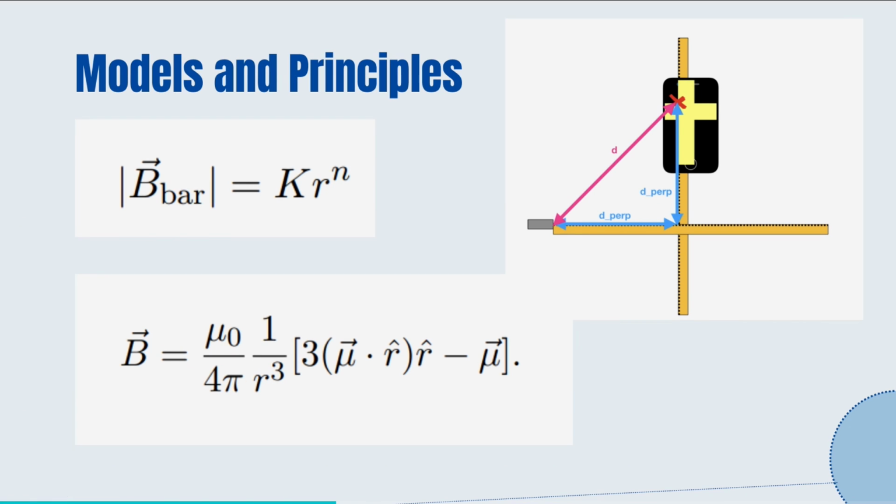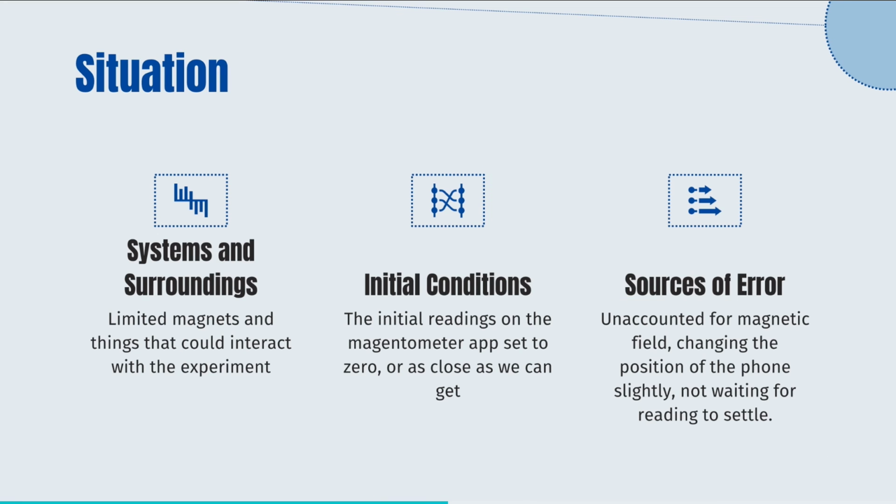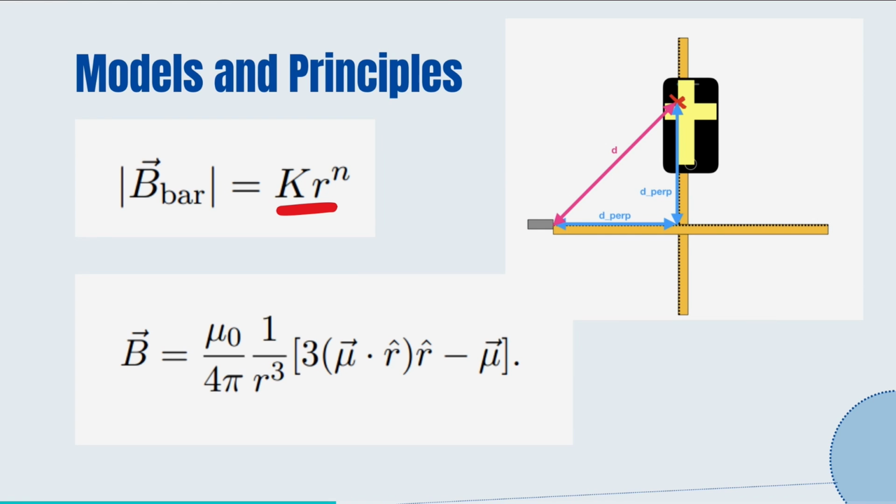And let's talk about some models and principles used in this lab. So our first one was that B of the bar is equal to K R^n. And K is a mix of constants and parameters that doesn't change when we're comparing. So we just have to look at R and n. R is the radius or the distance of the magnet. We can measure the relationship between the bar magnet and n, which is what we're trying to find, by changing R and seeing how that impacts B.